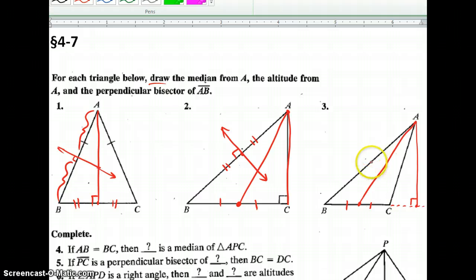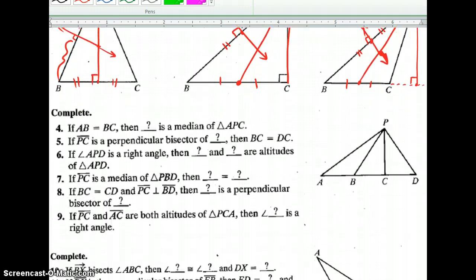And the perpendicular bisector of AB, again, looks kind of like this. Those are kind of all the same. Whoops, I'm just trying to draw an arrowhead at the midpoint and perpendicular. Great. All right, last little bit here.